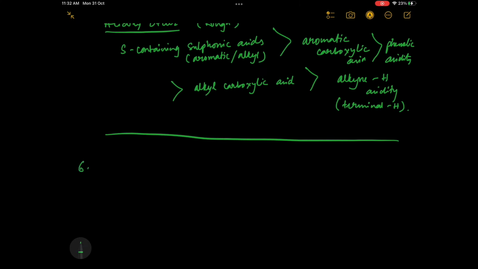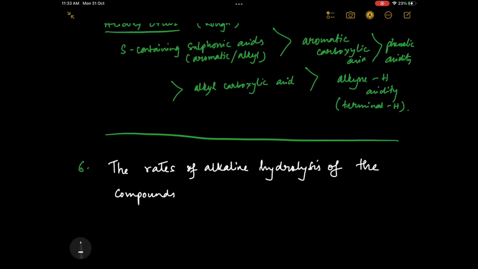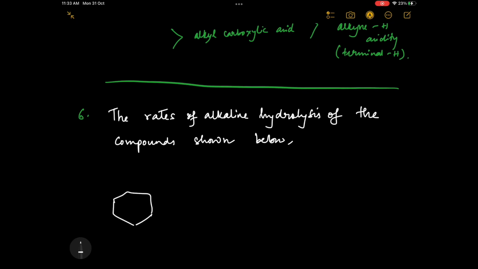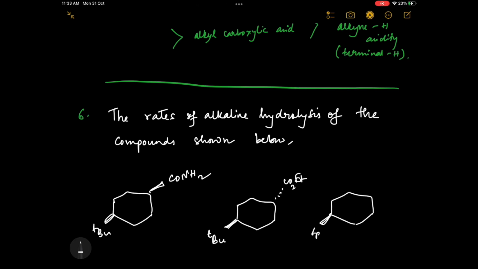So let's go to the next question. The next question has asked us to find the rate of alkaline hydrolysis of the compounds shown below. The compounds that have been given contain a tertiary butyl group in all 3 cases. There are 3 compounds: in the first one there is a CONH2 group which is above the plane, the second one has a CO2Et group which is below the plane, and the last one is another CO2Et ester group which is above the plane.